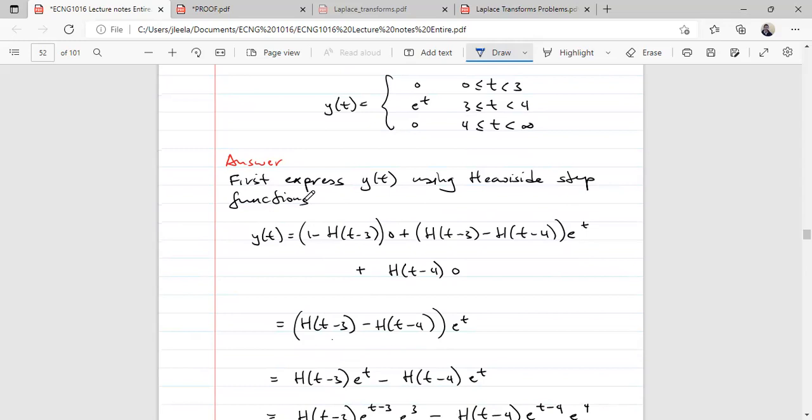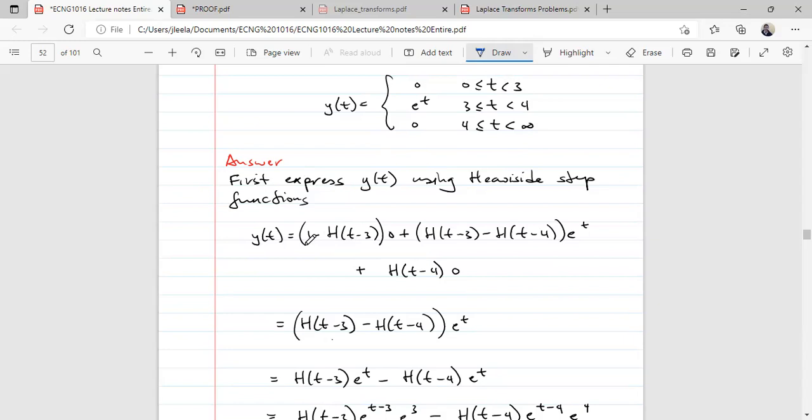So we take h(t) minus h(t - 3), which is 1 minus h(t - 3), times the function defined in that region, which is 0. And then the second region would be h(t - 3) minus h(t - 4) times e to the power t. And then the third region will just be h(t - 4) times 0.